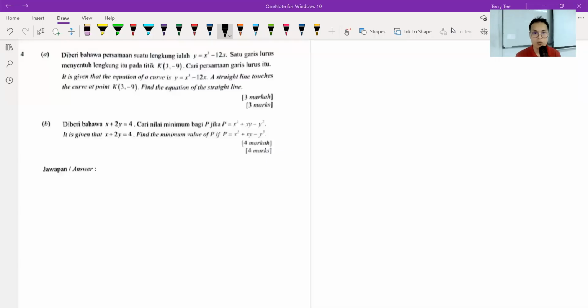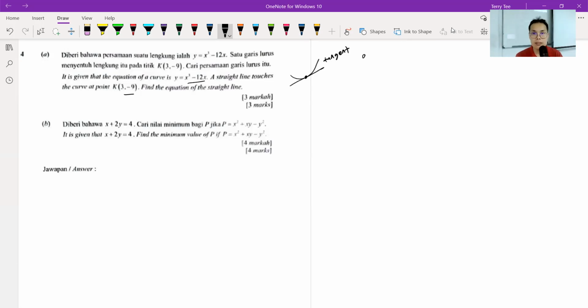Okay, question number 4. So this is from differentiation, Form 5, Chapter 2. It is given the equation of the curve y equals x cubed minus 12x. A straight line touches the curve at point K. Find the equation of that straight line. Okay, so number 1, let us differentiate. We know that if a line touches the curve at one point, we say that the line is a tangent to the curve. But to find the gradient, we have to differentiate and substitute, right? Then only can you form the equation of the straight line, the equation of the tangent.